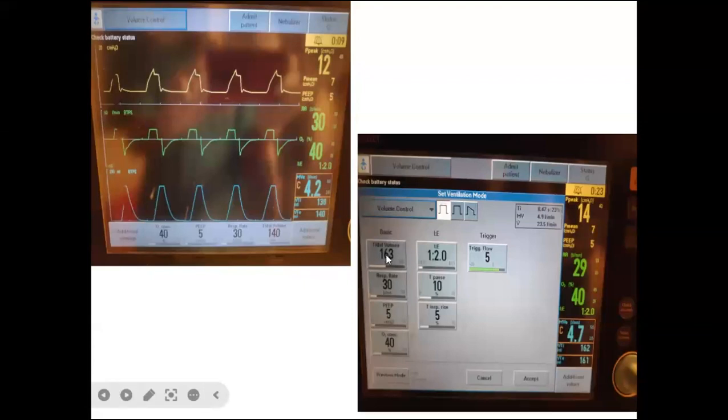There is no PC above PEEP here. PEEP is constant. PEEP, FiO2, rate, IE ratio, trigger, all are constant. One variable which is going to change here is tidal volume. Instead of PC above PEEP, you are going to directly select the tidal volume here. And there's an extra parameter called T-pause.